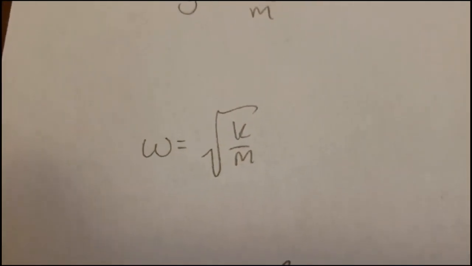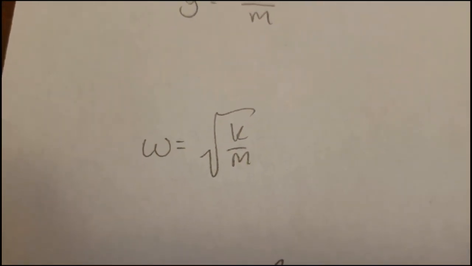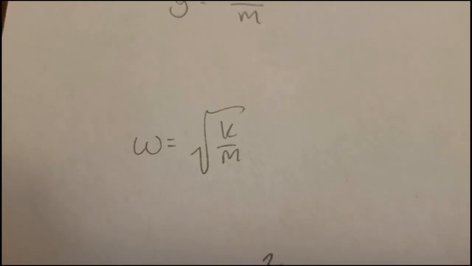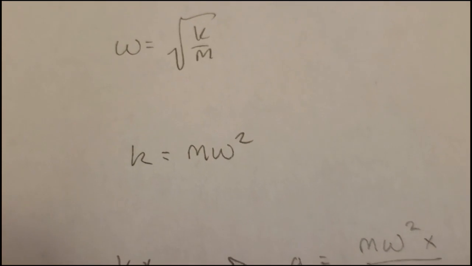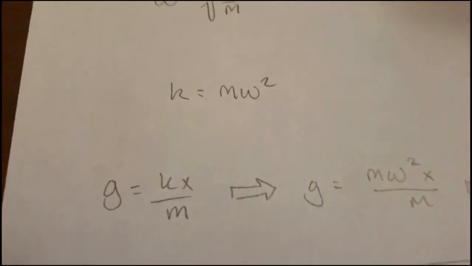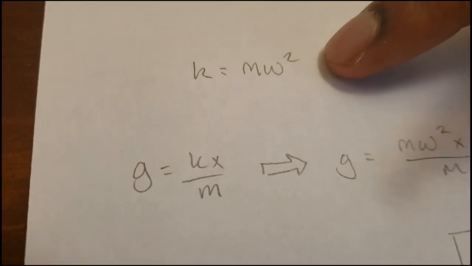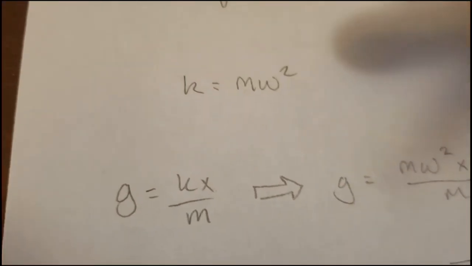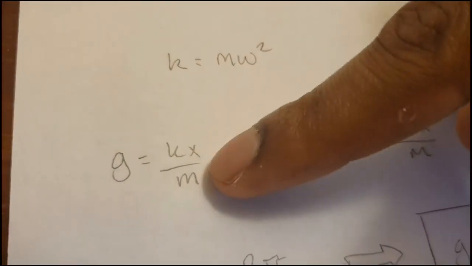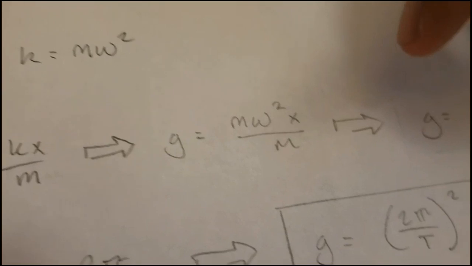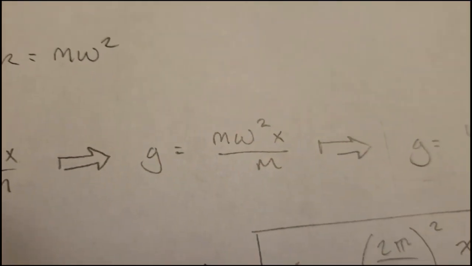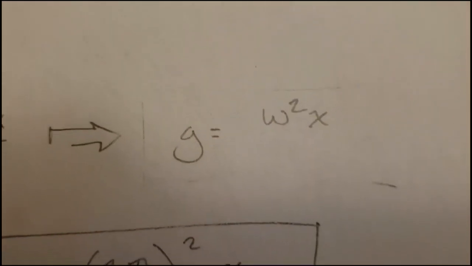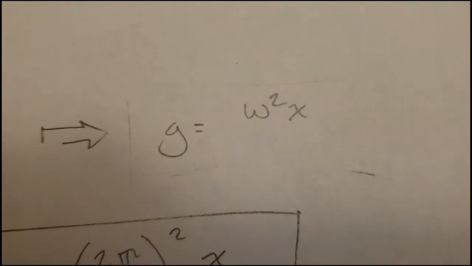We can start here. We know omega is equal to the square root of k over m, and then we can isolate k, and we get k is equal to m omega squared. So now we have k written in terms of different variables. We can substitute that equation into k in the former equation, and we get g is equal to m omega squared times x over m. Do some simplification, and we get this: gravity is equal to omega squared times displacement.